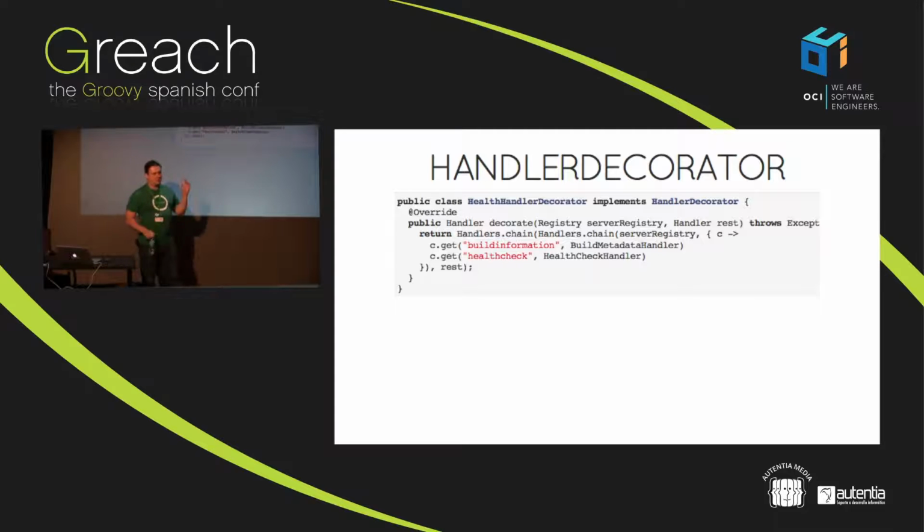This is a way to allow a Guice module to participate in modifying your handlers: anything that implements handler decorator and is bound into the registry will be executed, and that modifies your handlers. Does that one make sense to people? Okay, because I find that one tricky.